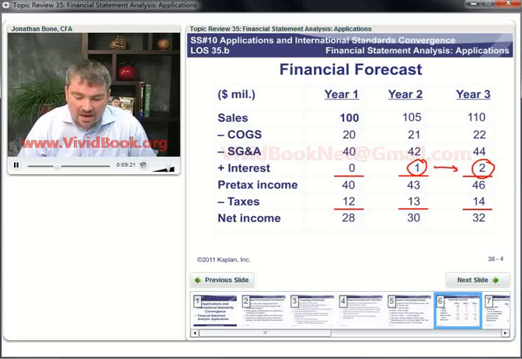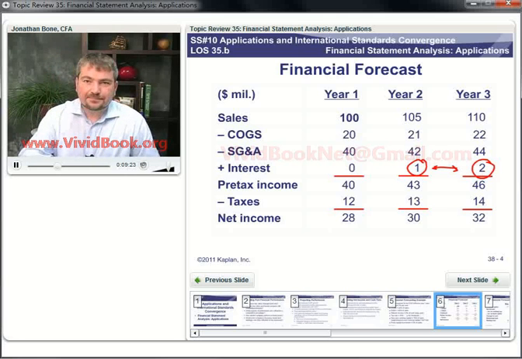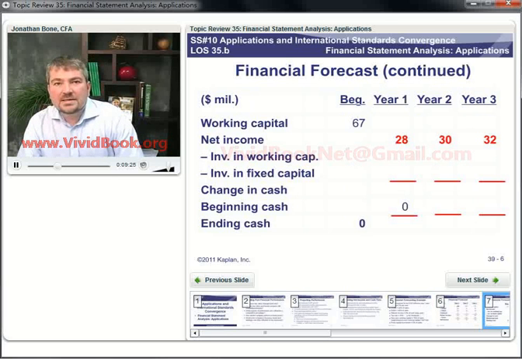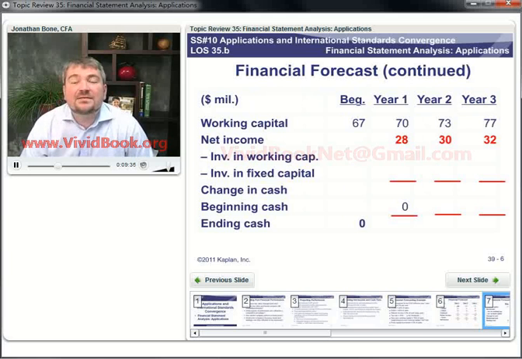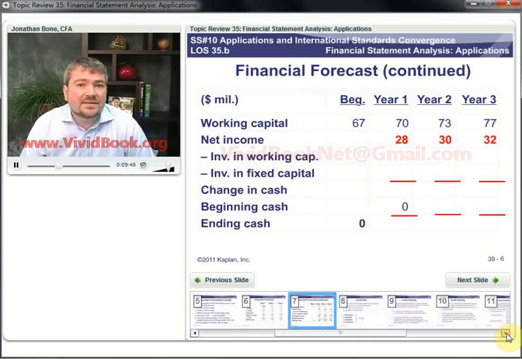So let's have a look at our cash flow statement now. So remember our working capital. There we go. Our working capital is established as, what did we say it was? We said it was going to be 70% of sales. So working capital in year 1, 70% of 100, 70. Working capital in year 2, 70% of 105, 73. And working capital in year 3, 70% of 110, 77.